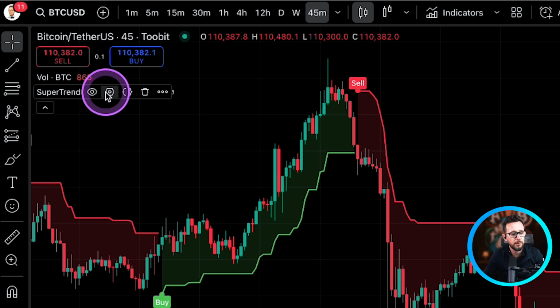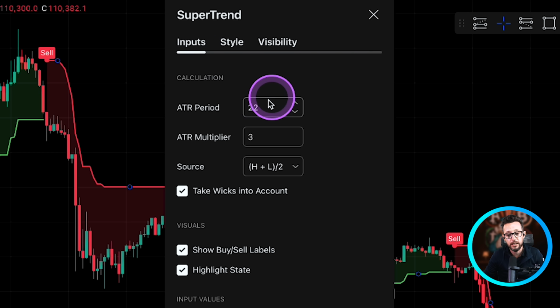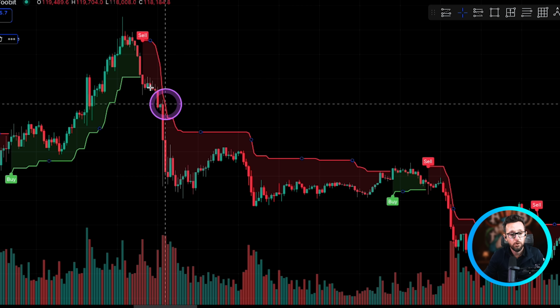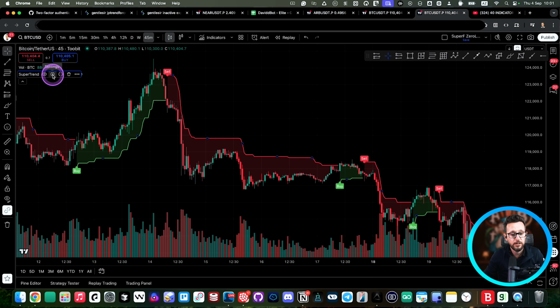So first of all, we go up to the cog and I'm going to change a couple of the inputs. We're going to set the ATR period to 33 and leave the multiplier at 3. That will just give us a little bit more wiggle room and give us better entries.